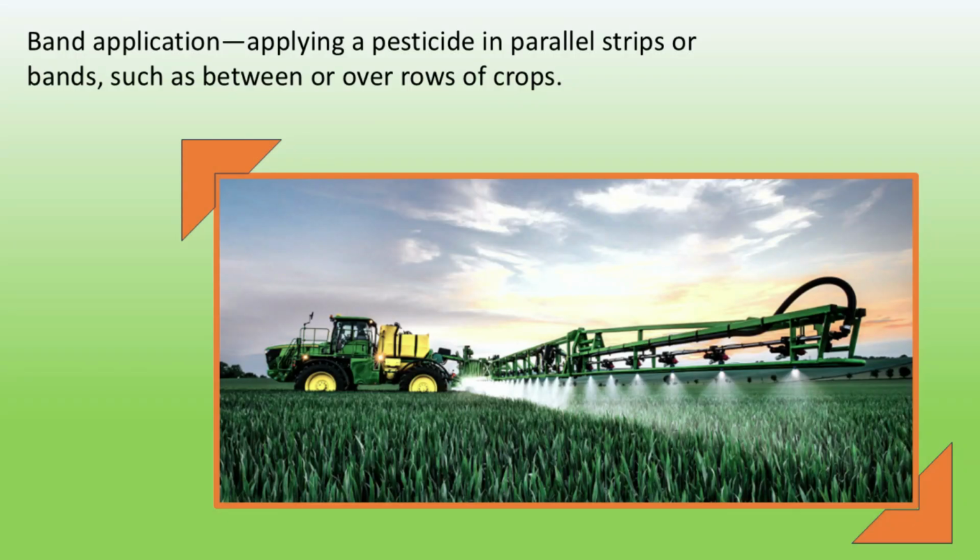Now in this image, you're seeing what a band application looks like. Once again, this is applying a pesticide in parallel strips or bands, such as between or over rows of crops. So as you can see here, we've got the application equipment actually spraying this field in bands. This is definitely more of an agricultural or farm type of application.